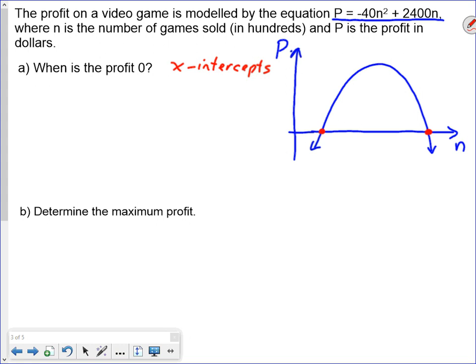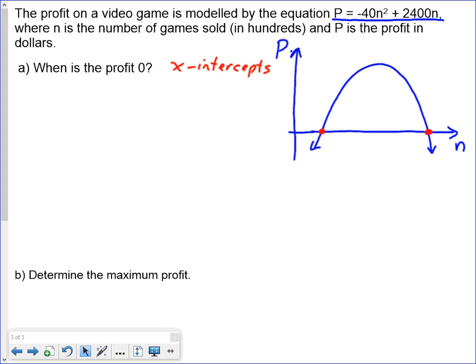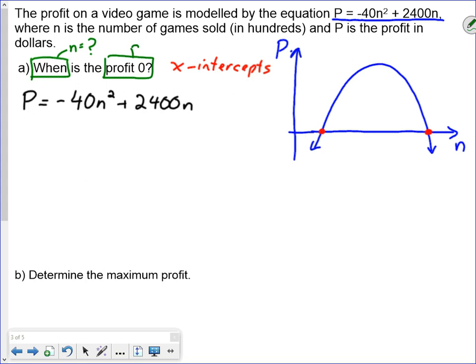Now, how can we find the x-intercepts? We can do that by using the quadratic formula, or we can do it by factoring. We're going to take our equation here, negative 40n squared plus 2400n, and we're going to set this P value equal to 0, because that's basically what we're saying here. Profit is 0. They're asking us to find when the profit is 0, so they want us to find the n value, and they're telling us P is equal to 0. So we will set P equal to 0, and we will solve for n.